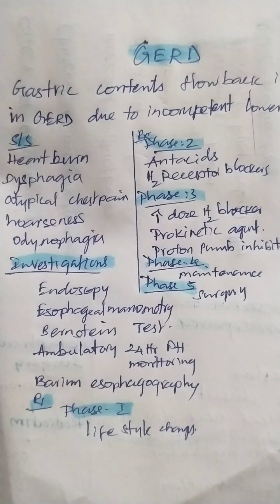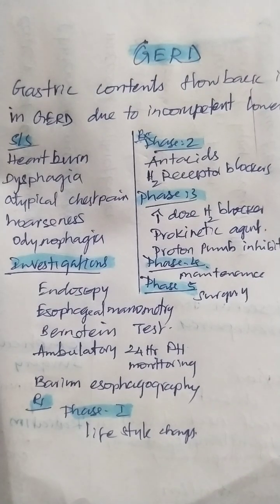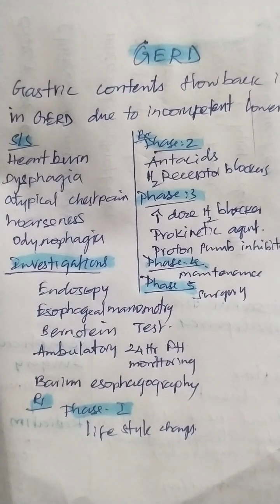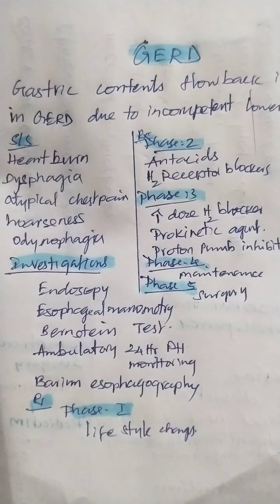Management is divided into a 5-phase approach. Phase 1, lifestyle changes. First, head of bed raised 15 to 20 cm or 6 to 8 inches. Number 2, do not lie down for 3 hours after eating, the time frame for greatest reflux.